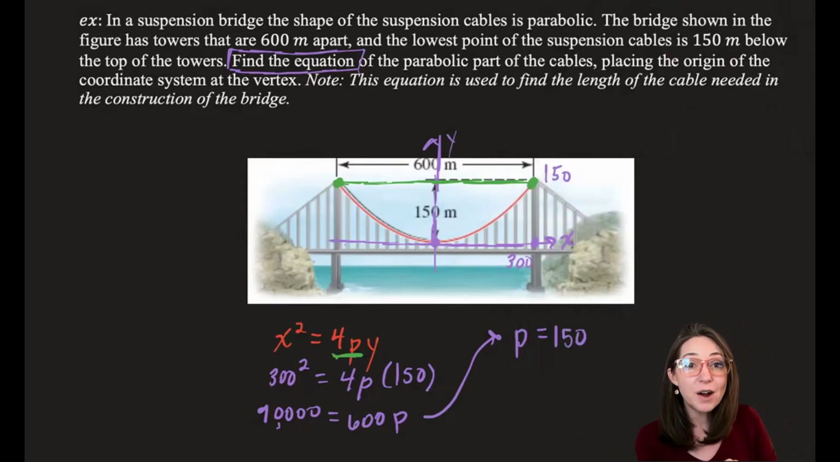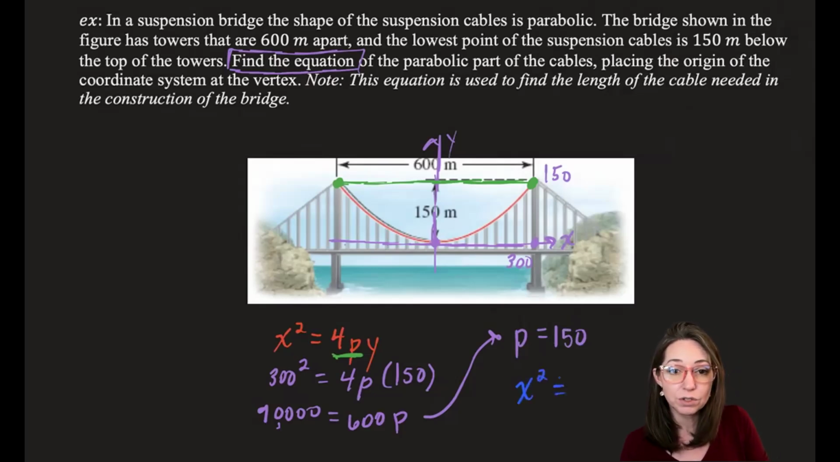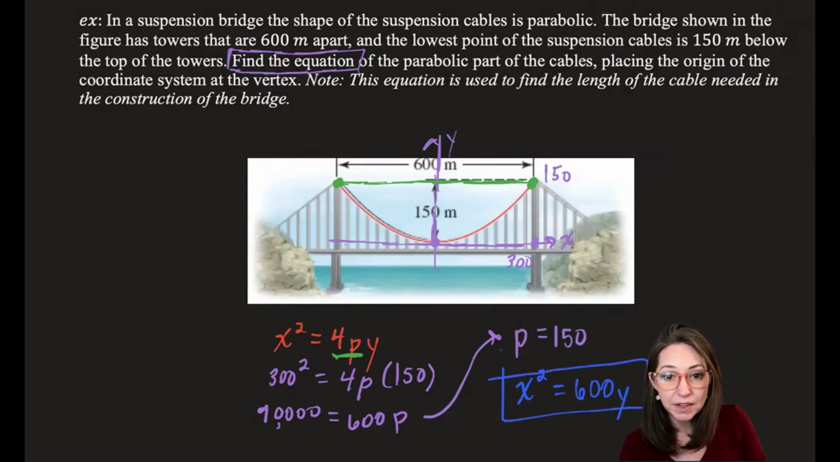But with that, now we can write the equation. So the equation would be in standard form, x squared equals 4p y. But if p is 150, 150 times 4 would be 600 times y. And there you have it.